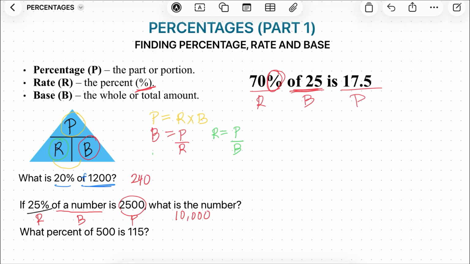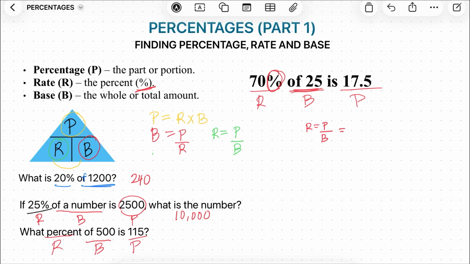Last example, we have what percent of 500 is 115. Again, after the word of, that is your base. And since it's asking for what percent, that's obviously the rate. And this one is the percentage. So to find the rate, we're going to divide the percentage by the base.